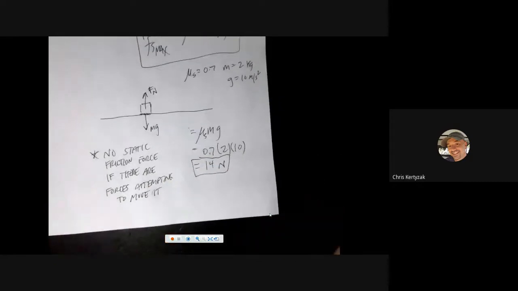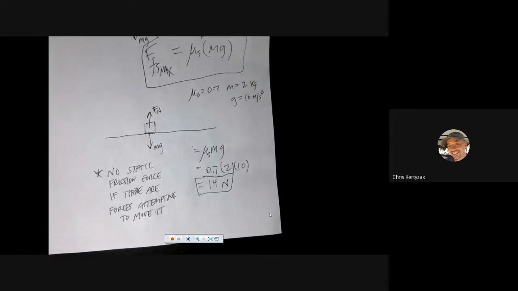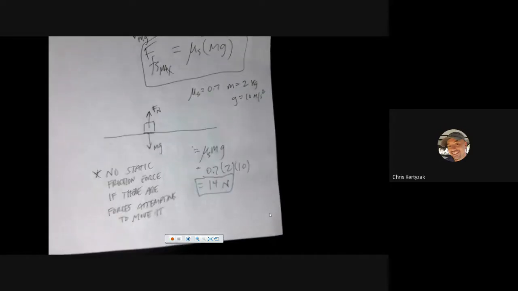If there's nothing trying to get this thing to move, like if there's a rock sitting on the floor, are there any forces trying to get it to move? You could say gravity's trying to get it to move, but the floor is going to prevent that. The floor is going to balance that out. Is there any possible unbalanced force? You'd be like, no. And so that's why there's no static friction force.